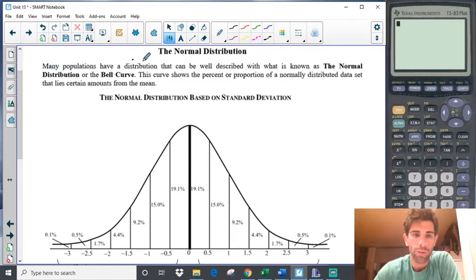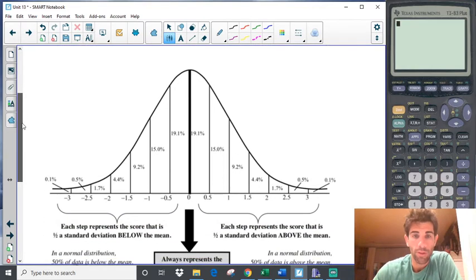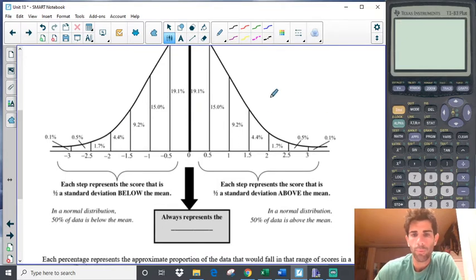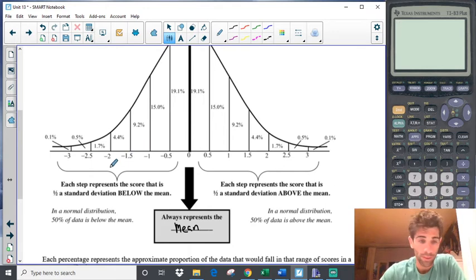And so many populations have a distribution that can be well described with what is known as the normal distribution, or the bell curve. That's normally what they would say. This curve shows the proportion of a normally distributed data set that lies a certain amount from the mean, or the average. So here's what the bell curve looks like, and it's pretty standard. This would represent the percent that is above the mean, and this would represent the population that would be below the mean or the average.